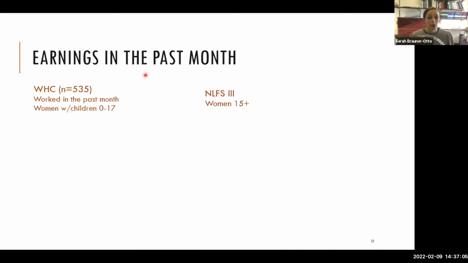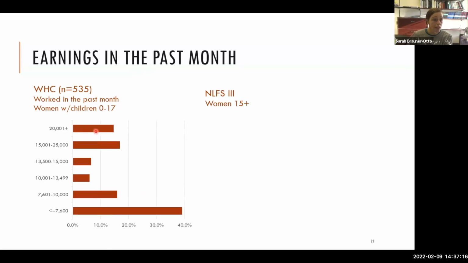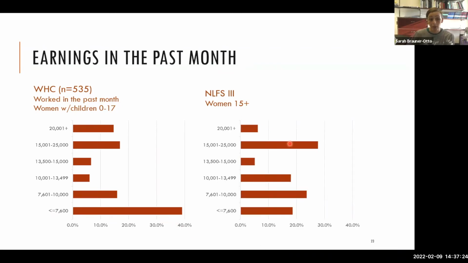With the Nepal Labor Force Survey, we can also look at earnings differences. So we have, for the women who worked in the past month, this is the distribution of earnings. You can see it's quite low. And when you compare it to the Nepal Labor Force Survey, we get a very, very different distribution of earnings. So there are a couple of things that I think we can learn from this.